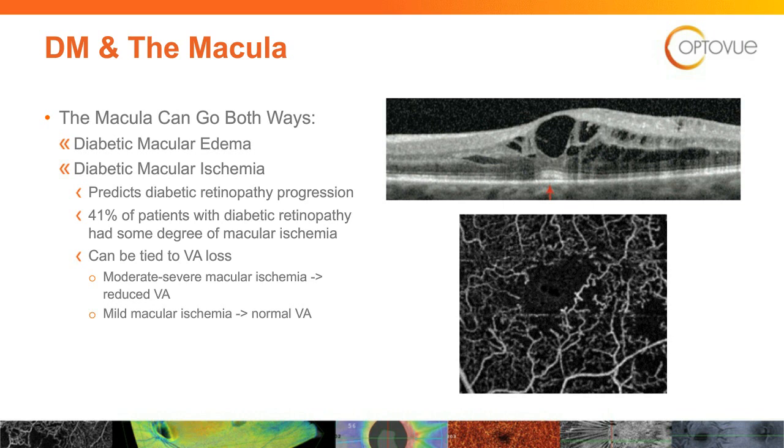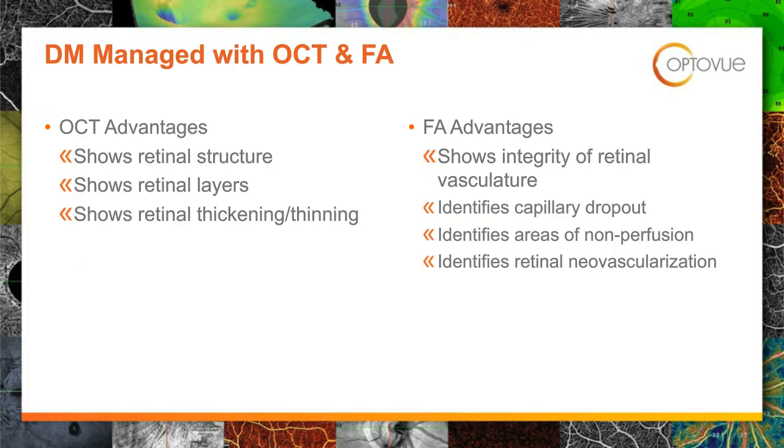But now that we can educate and detect this earlier, I think we have better long-term outcomes for the patient as well. Instead of them getting to that moderate to severe ischemia and potentially losing vision, now we detect it at the mild stage and intervene sooner. So remember, the macula can go both ways, both edematous as well as thinning from that diabetic macular ischemia. What are the advantages of OCT and FAZ?